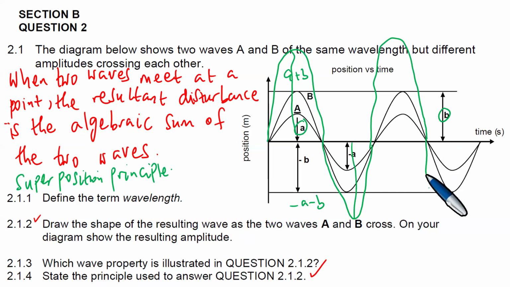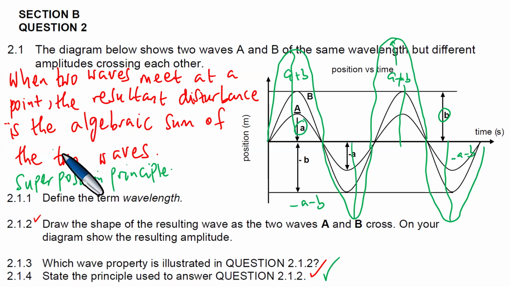This is called superposition or constructive interference. So they sort of amplify each other, and therefore you have A plus B here, and this one is minus A minus B. So the principle used is exactly that. What is the superposition principle? It says when two waves meet at a point, the resultant disturbance is the algebraic sum of the two waves. That is called the superposition principle.